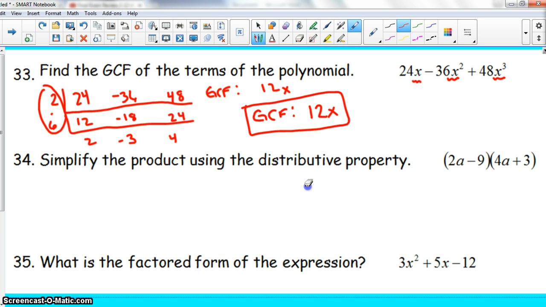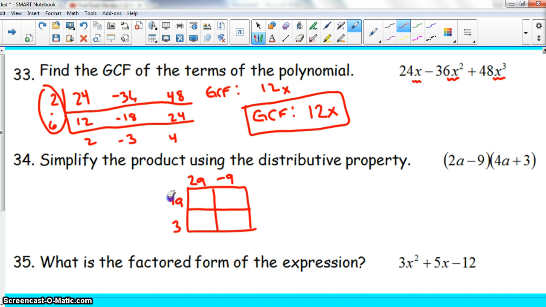This one says to simplify the product using the distributive property. Now you can use the distributive property or you can use the box. I know that it's multiplying and that I have to do the box or the Punnett square because there's not a sign between there. So I fill out my Punnett square, 2a minus 9 with 4a plus 3.